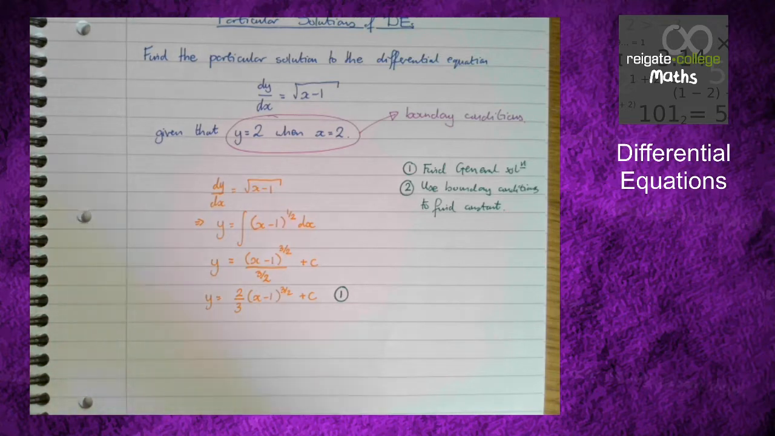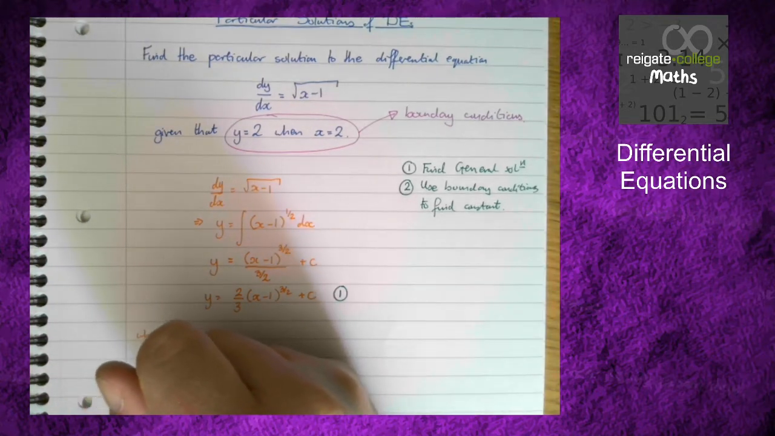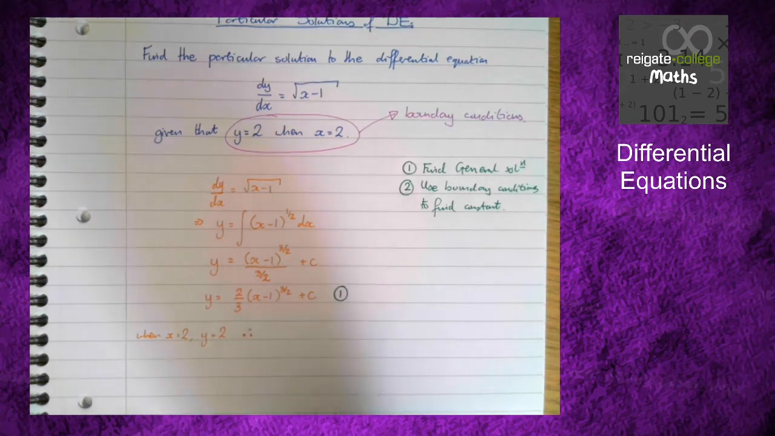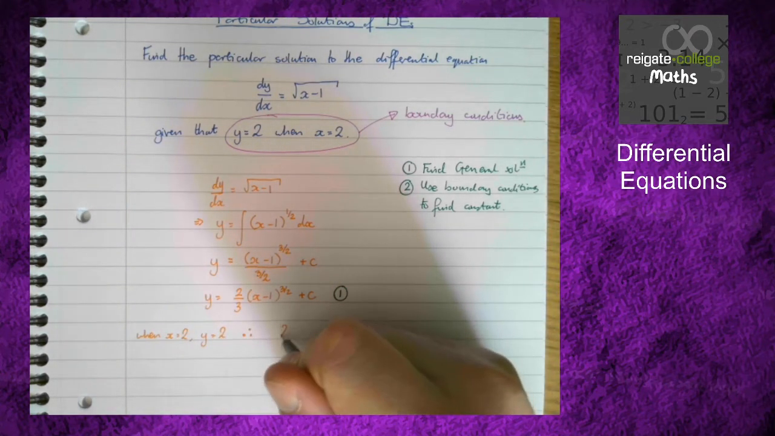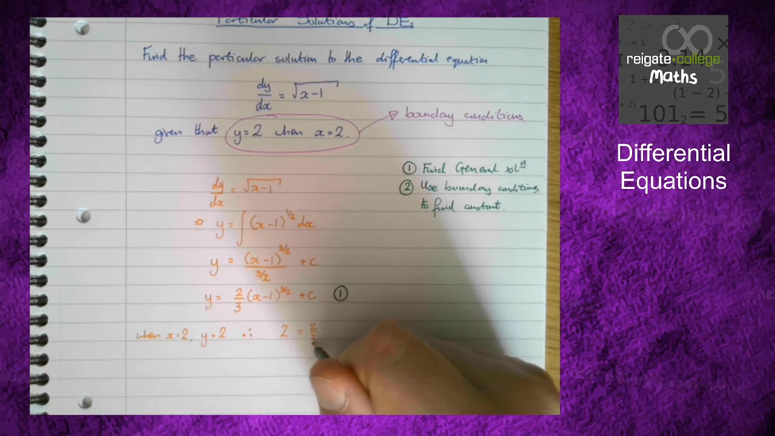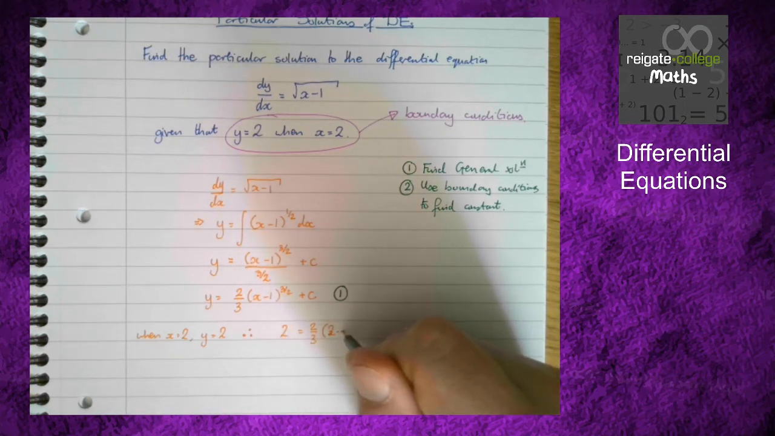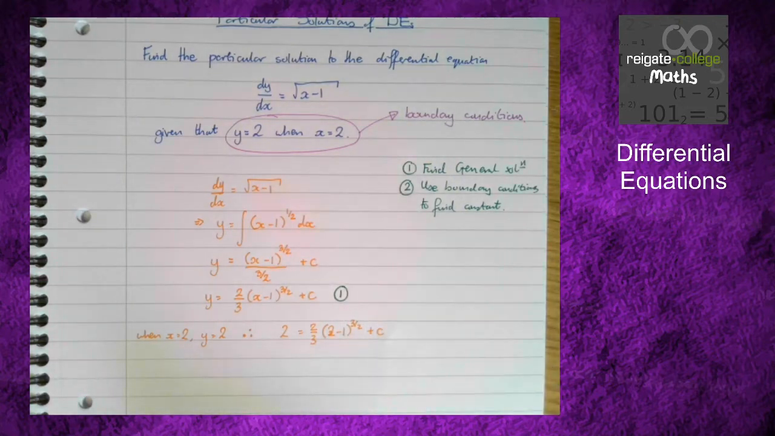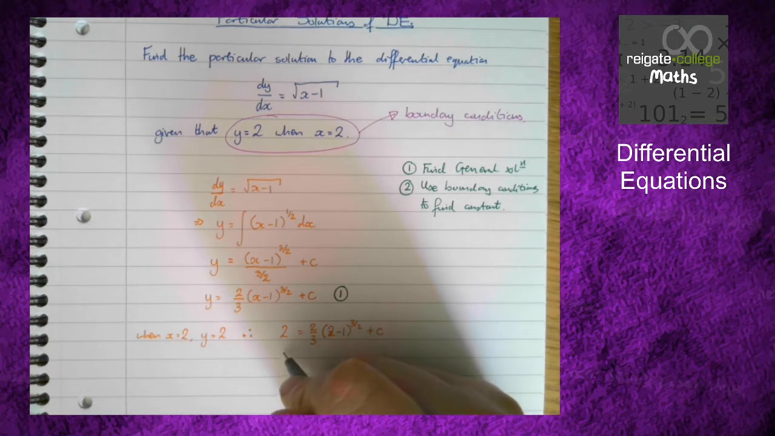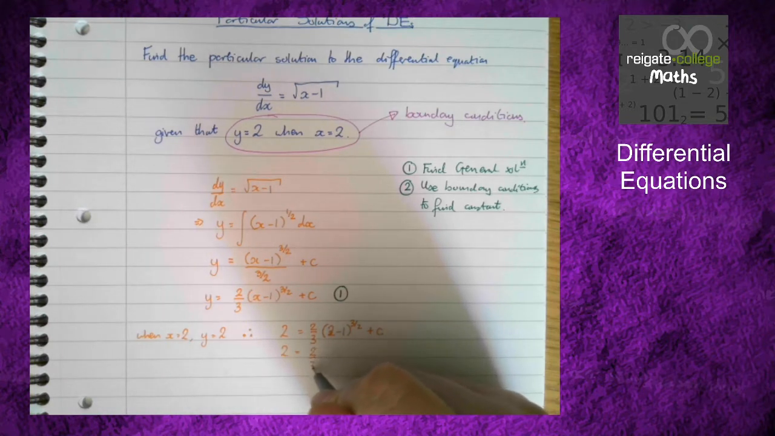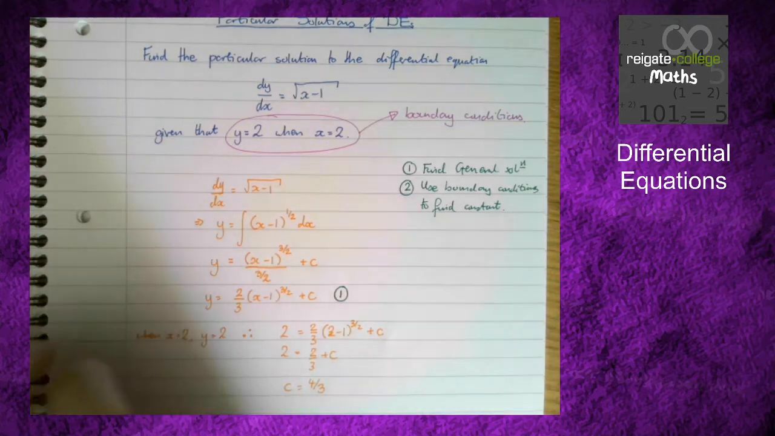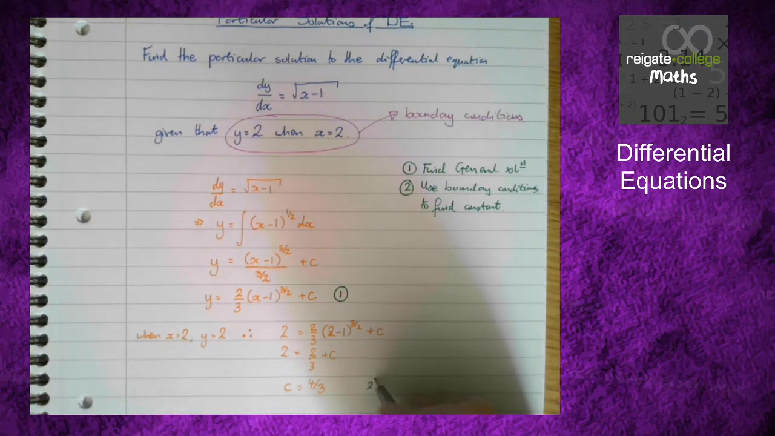So we know that when x equals 2, y equals 2. So we can put those in. 2 equals 2/3 times (2 minus 1) to the 3/2, which is going to come out nicely, plus c. So we can see that 2 is going to be 2/3 plus c. c is going to be 4/3. So that is stage 2 done.